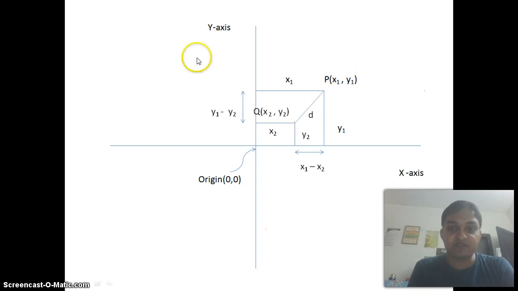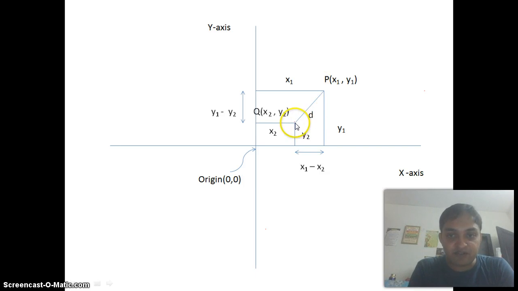Now distance between point P and point Q is the shortest distance between them, which is denoted by D. Now if we observe carefully, here this base is equal to x1 minus x2, which is the difference in x coordinates of point P and point Q. Similarly, this height is the difference in y coordinates of P and Q.